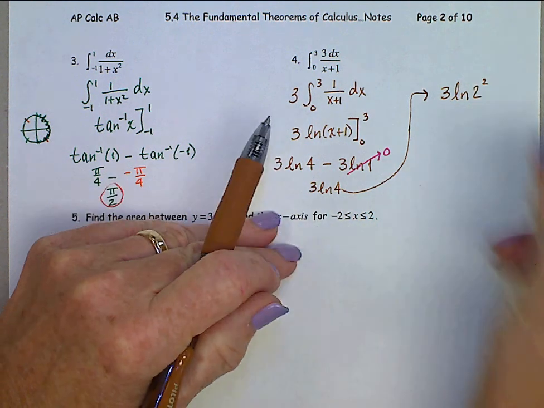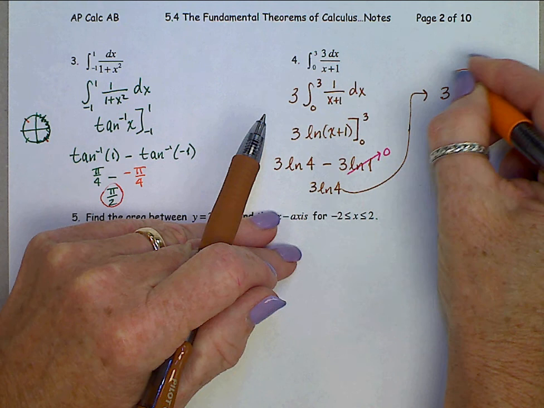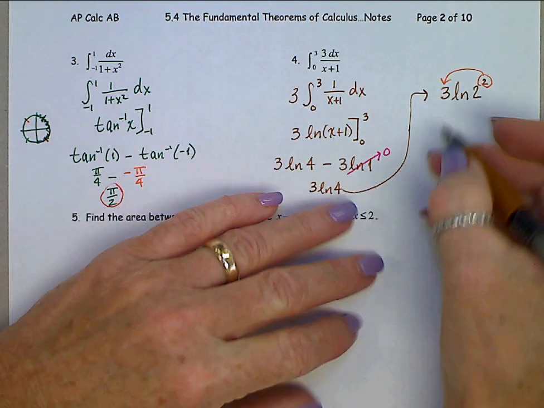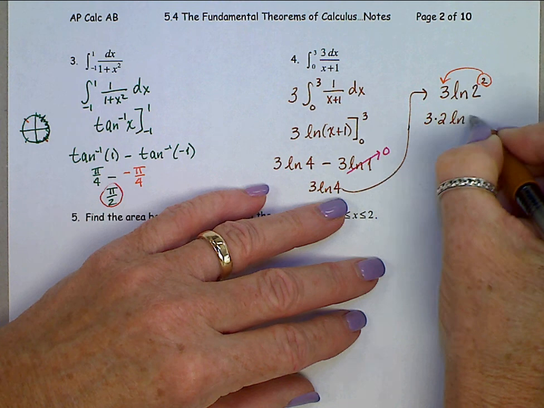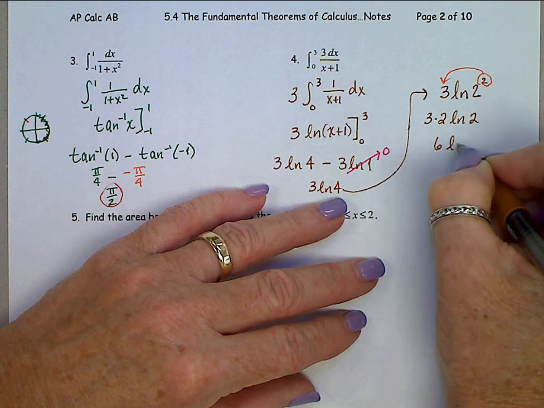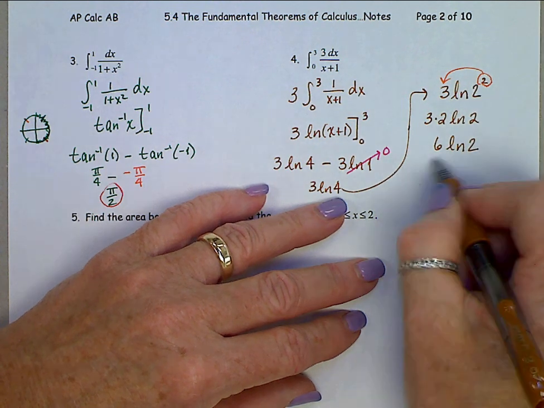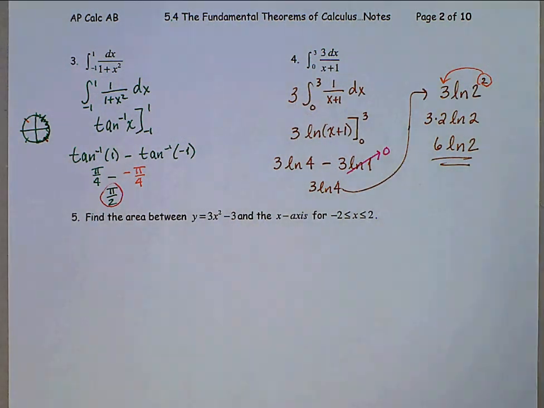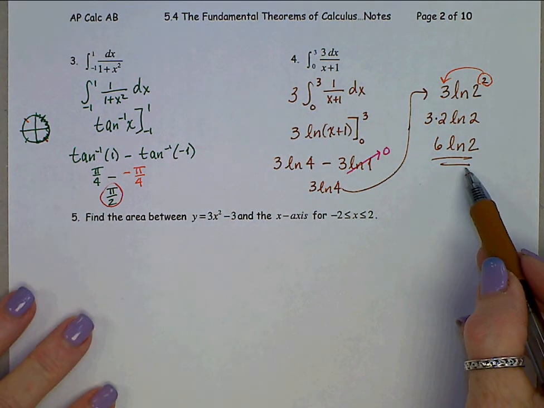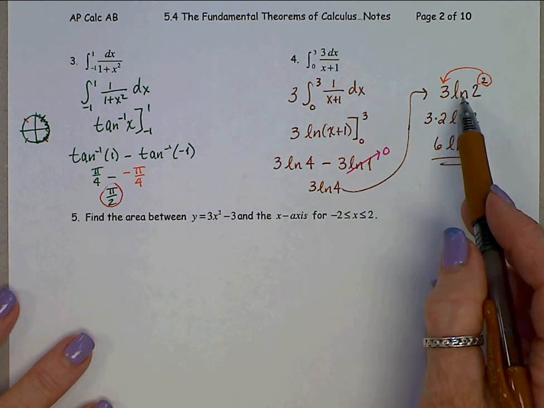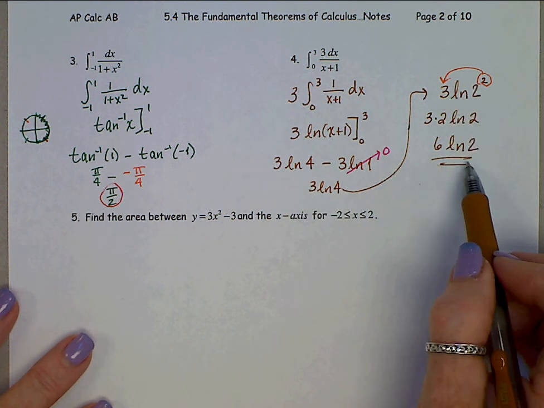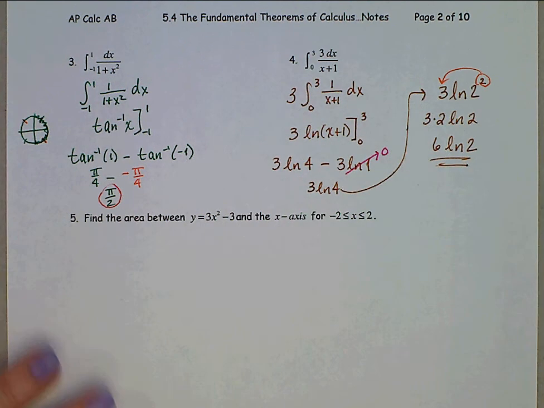And then this 2 can leap down in front and multiply by that 3. So we have 3 times 2 ln 2, which is 6 ln 2. There's that final answer. Again, that's important for multiple choice. A free response, this answer would be perfectly acceptable. However, you need to be able to manipulate with your log rules to find equivalent answers.